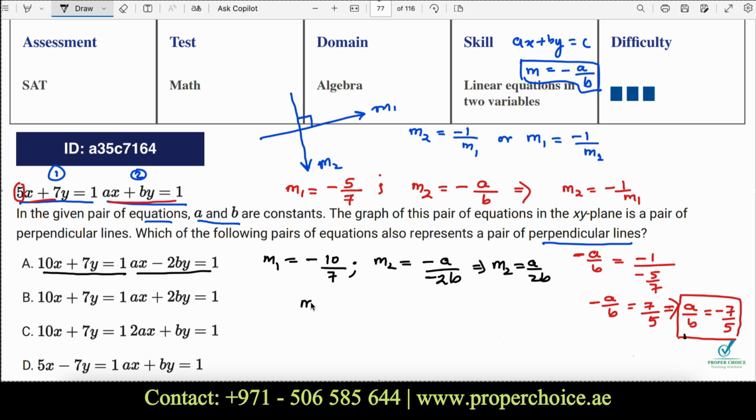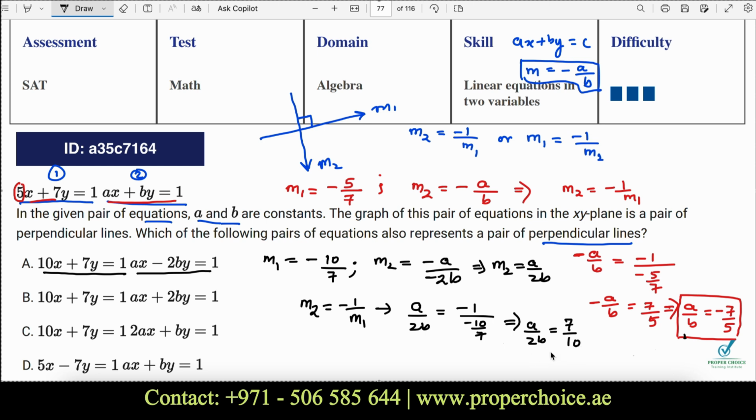So I can write it as m2 should be equal to minus 1 by m1, that is the condition for lines to be perpendicular. Substitute and check it. m2, a divided by 2b, equals minus 1 divided by minus 10 by 7. So what can I get here? a by 2b is equal to minus by minus is going to be plus 1 divided by 10 by 7, which can be written as 7 divided by 10.